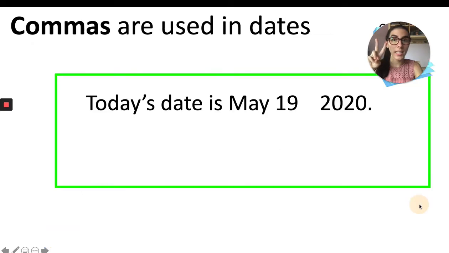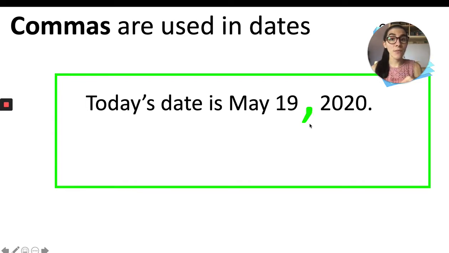What's the next one? Let's see. Commas are used in dates. Can you read that short sentence out loud? It says, today's date is May 19, 2020. Okay, so when you see that they give you the month, the date, and the year, the comma would go between the date and the year, right here.